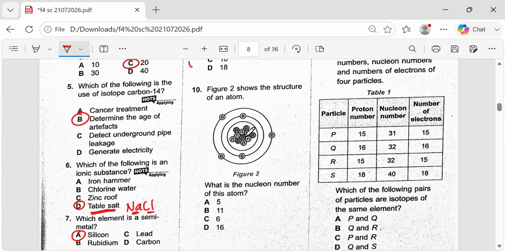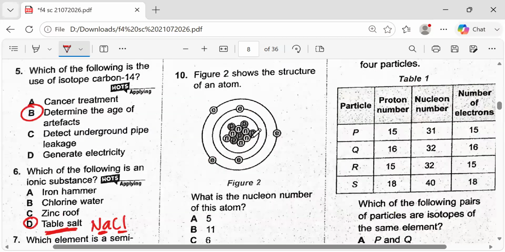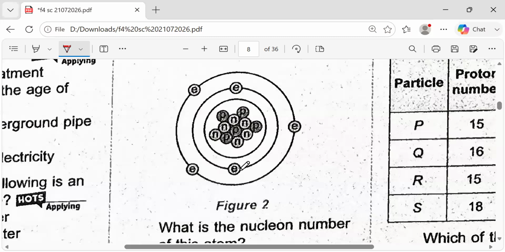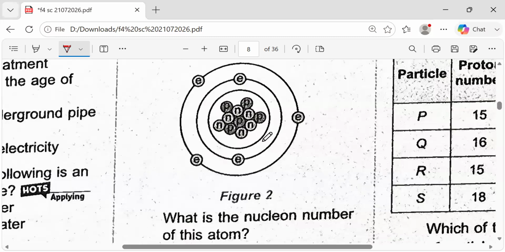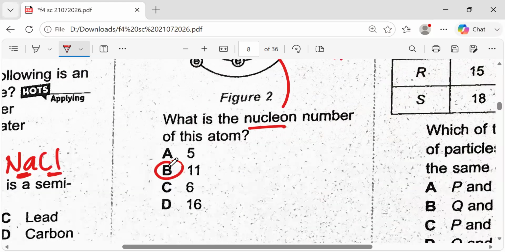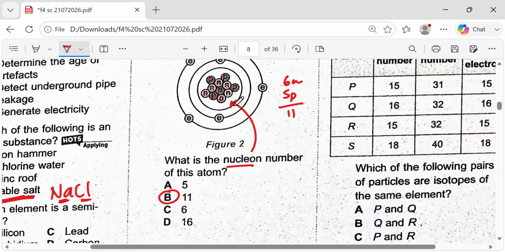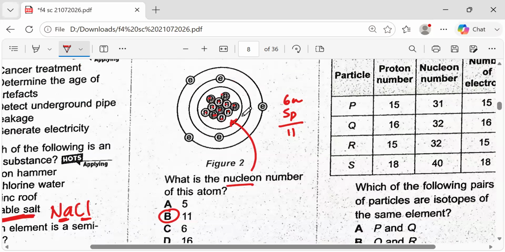Nucleon number, so you need to add everything inside. How many? 11. Nucleon number is the total in the nucleus. So 1, 2, 3, 4, 5, 6 neutrons, 1, 2, 3, 4, 5 protons. So add together is 11. Do you understand? Nucleon is the total. Neutron is the one with the label N.